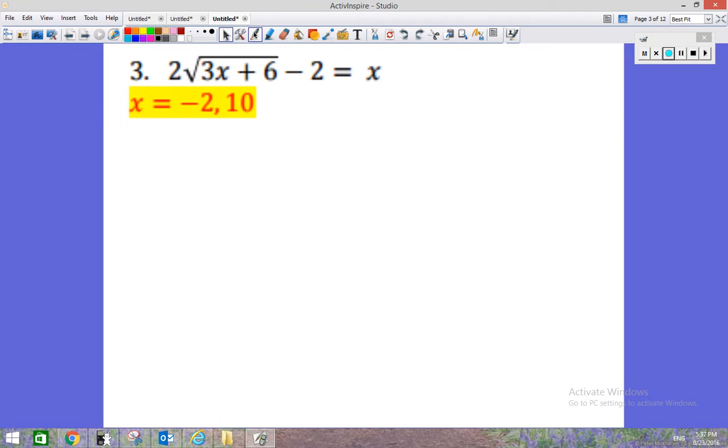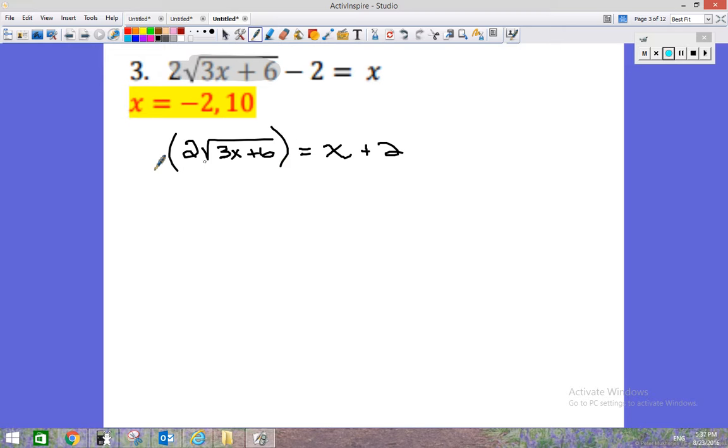We do not have the term that has the radical by itself on one side of the equation. We need to add 2 to both sides. So I've got this 2 times this radical, and over here I have x plus 2. So I'm not going to divide everybody by 2 and create fractions to work with.